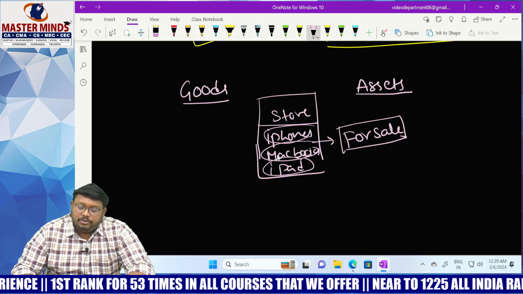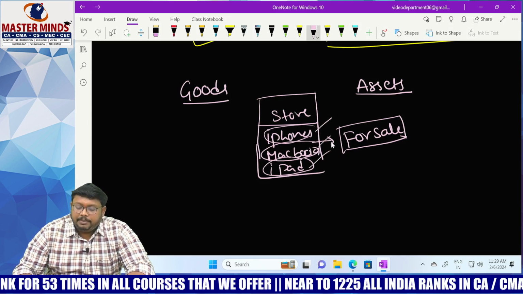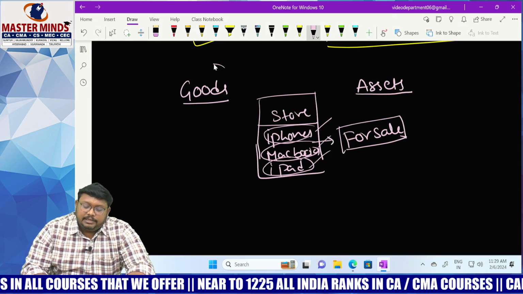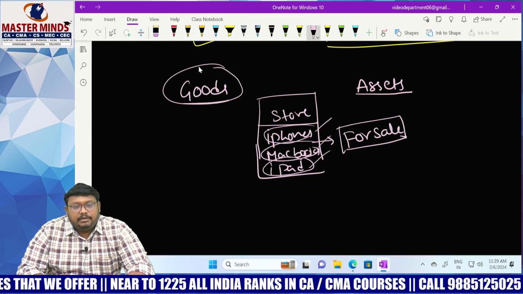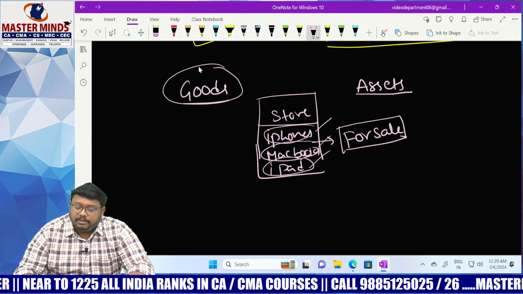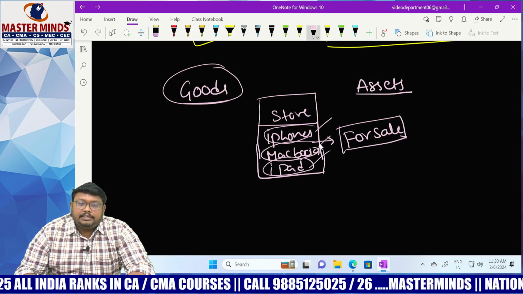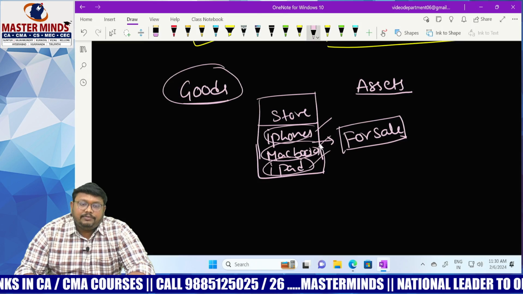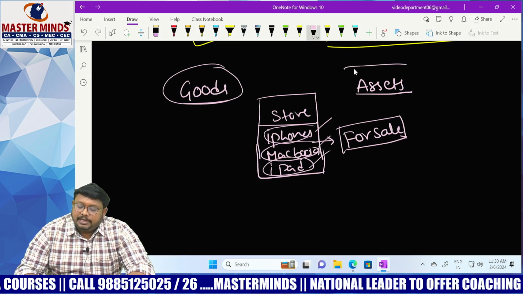These products are goods for the Apple company. In the Apple store, we have iPhones, MacBooks and iPads that are held for sale. If they are held for sale, we consider them goods. In the same Apple store, you can see some furniture and televisions kept in order to display. These things are not held for sale, but for the continuing course of business. They are using them, and we call them assets for them.